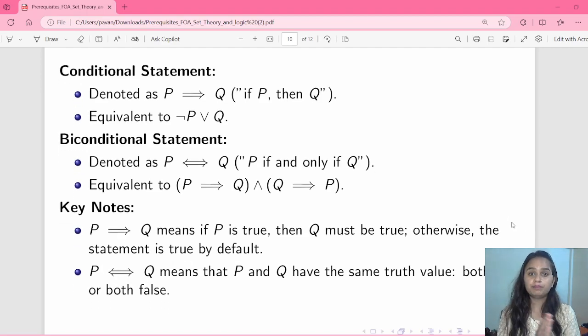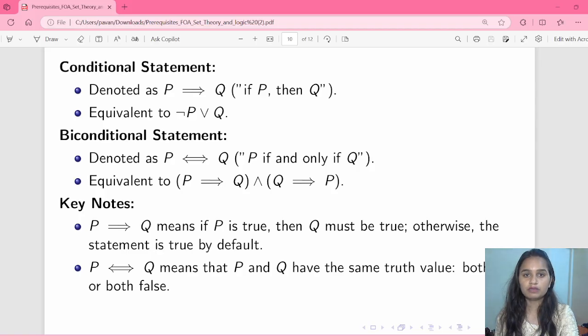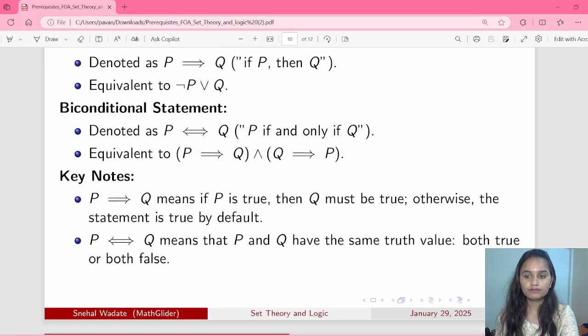Biconditional statement means P if and only if Q. We had if P then Q, like P implies Q, but we attach another condition also, Q implies P, and then it becomes P if and only if Q. That is what is meant by biconditional. So these two things are equivalent: P if and only if Q, and P implies Q and Q implies P. You can check this also. You can study the truth tables of P and Q and P if and only if Q.